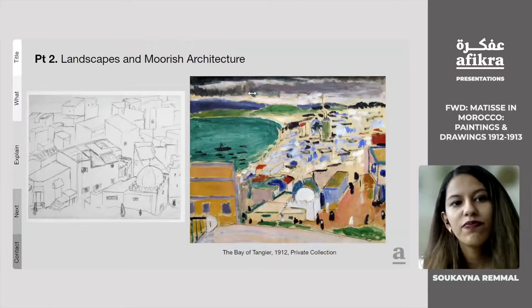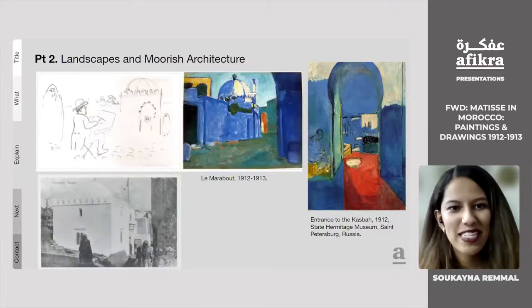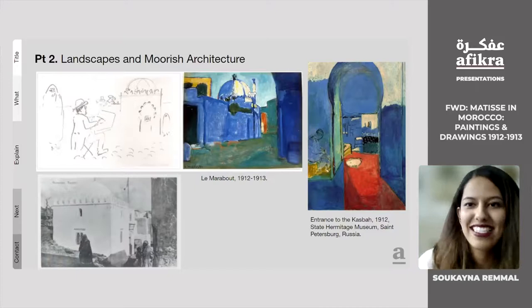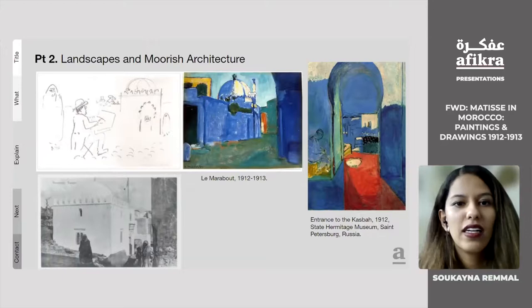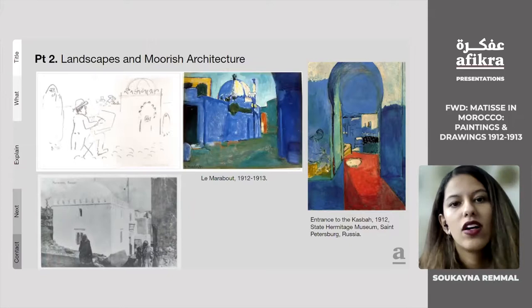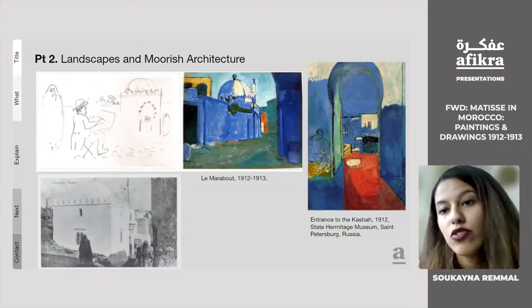So this one, the sketch on the left, is quite meta, actually, because it's a sketch that Matisse made of himself in the process of making sketches. So it's pretty nice, I think, and pretty accurate to, if you see the next picture, this is the place that he was sketching. It's a shrine in the Medina of Tangier. And the third picture is called Kasbah Gate, and also represents a view through an arch gate of the Medina, where Matisse used to spend a lot of time.